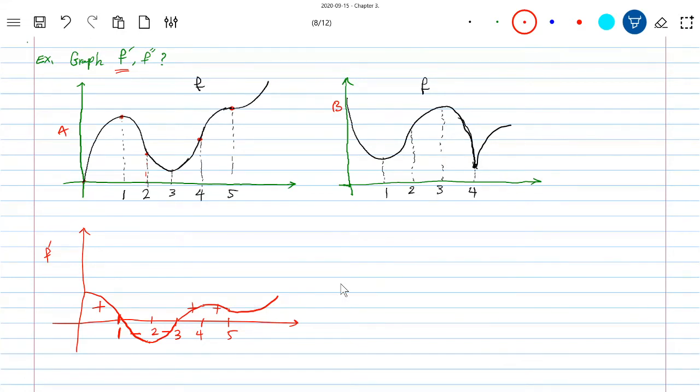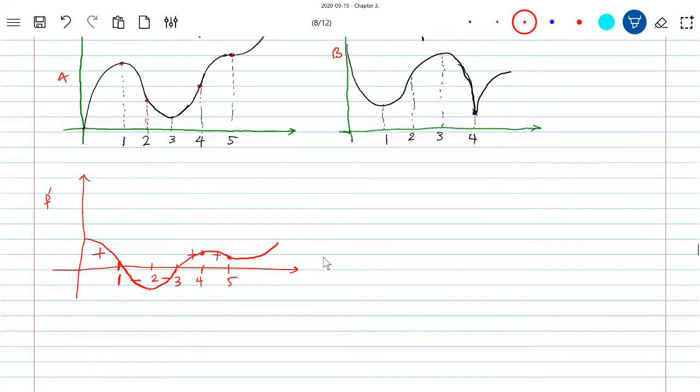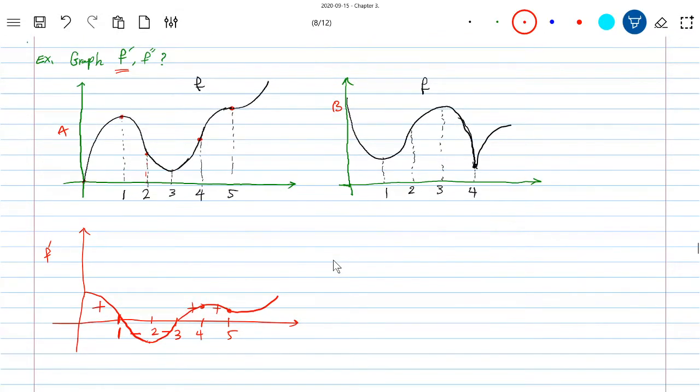It doesn't really matter how you graph it. It's just important that you consider these concavity changes as well. It's an approximation. It's not supposed to be exactly what you see. Okay, maybe I should try.